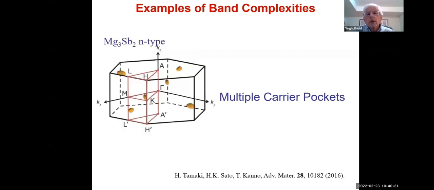Another electronic feature that has been associated with high thermoelectric performance is the idea of having multiple carrier pockets. So this is magnesium 3 antimony 2, n-type Mg3Sb2, which is a newly discovered thermoelectric material, a very good one. And what you see is multiple carrier pockets in the Brillouin zone, multiple anisotropic carrier pockets. So that's a kind of band complexity.